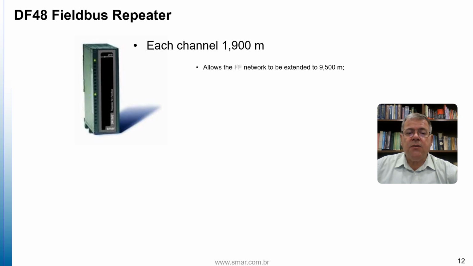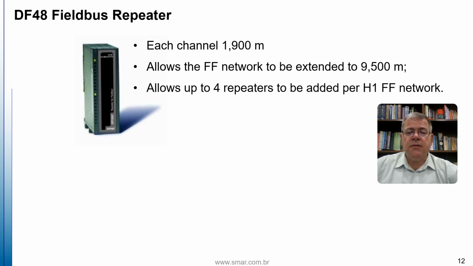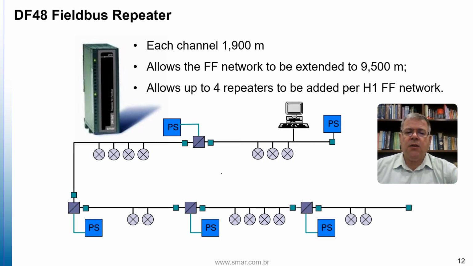Each Foundation Fieldbus channel measures 1,900 meters. By using a Foundation Fieldbus repeater, the DF48, we can repeat the distance up to 4 times. This makes it possible for us to span a distance of 9,500 meters.